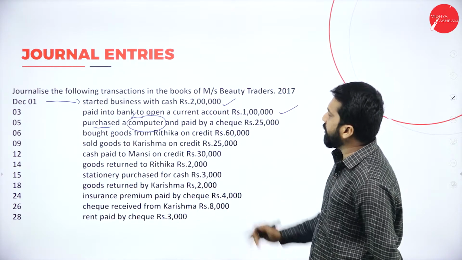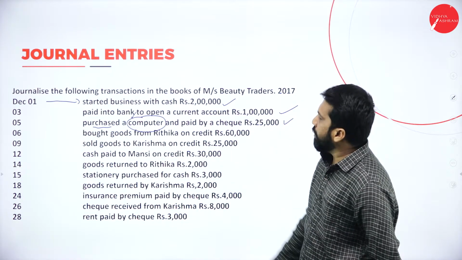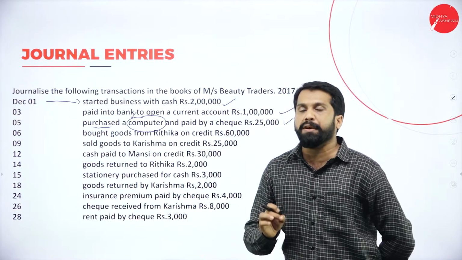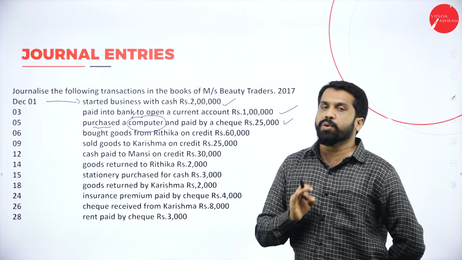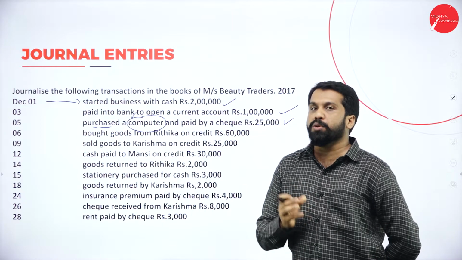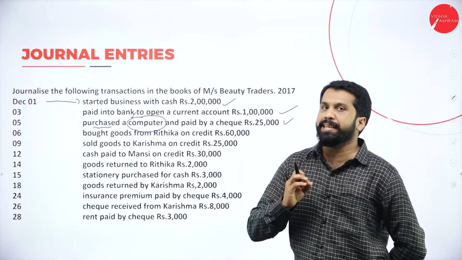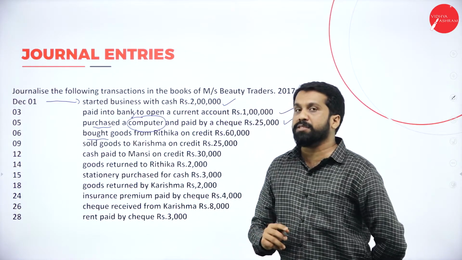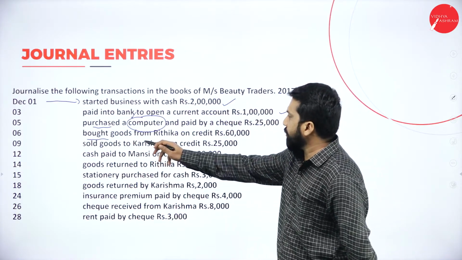Now, we'll go for the fourth one. Bought goods from Ritika on credit. Is there anywhere mentioned cash or bank? No. If it is not mentioned, what should we do? We should use the name. Now, bought means what? Purchase. Purchase always what? Up. Purchase account debit to Ritika.